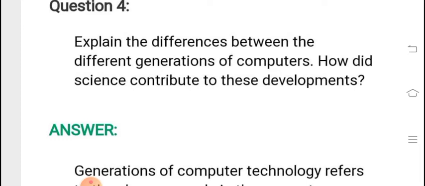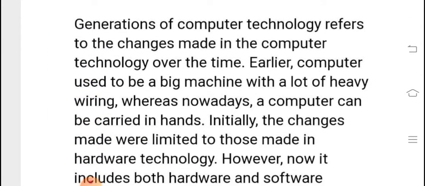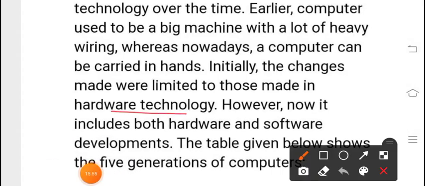Question number 4. Explain the difference between different generations of computers. How did science contribute to these developments? Answer is, generation of computer technology refers to the changes made in computer technology over time. Earlier a computer used to be a big machine with a lot of heavy wiring, whereas nowadays a computer can be carried in hands. Initially, the changes made were limited to hardware technology. However, now it includes both hardware and software.